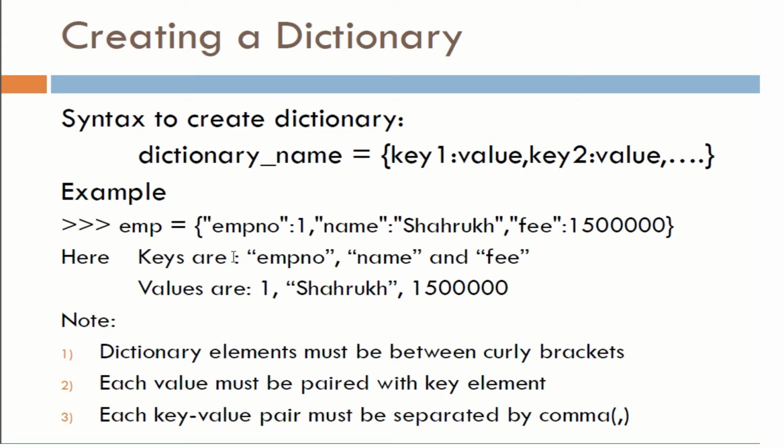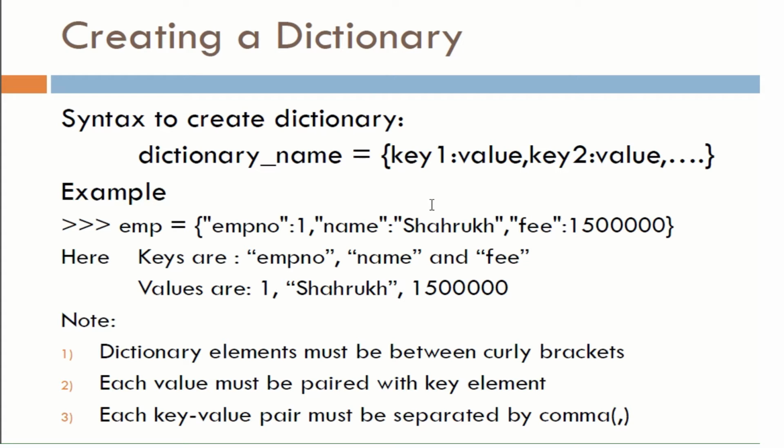So here employee number is called the key, and 1 is called the value. Name is the key, Shahrukh is the value, and both are divided with a colon. Okay, so note something. First, dictionary elements must be between curly brackets. See, curly brackets are here, students, so you have to insert the dictionary between the curly brackets. Next, each value must be paired with a key element, meaning the associated value should be paired with a key element. Next, each key-value pair must be separated by a comma. You have to take care of it.